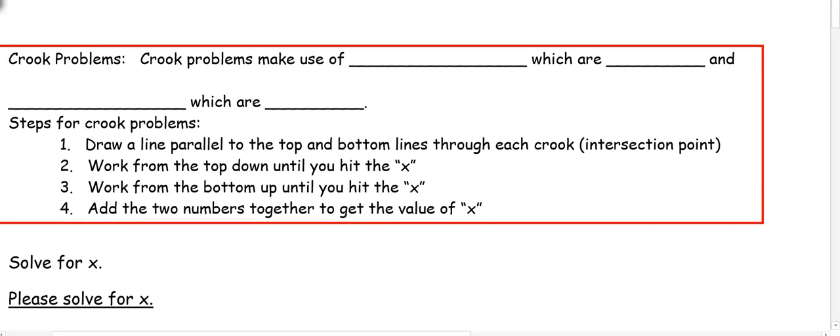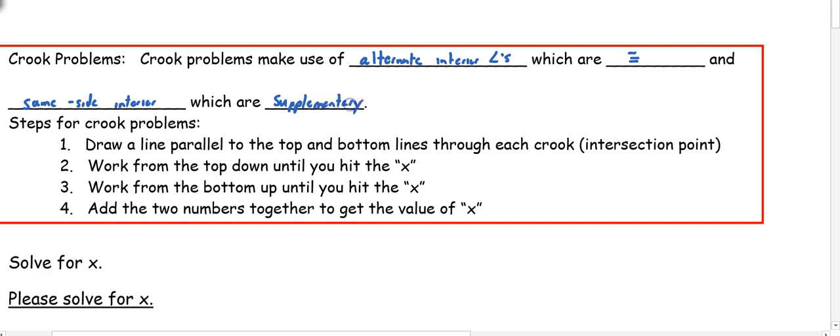Now let's look at a crook problem. So a crook problem is made up of multiple angles, some of which are alternate interior angles, which are congruent, and same side interior angles, which are supplementary.